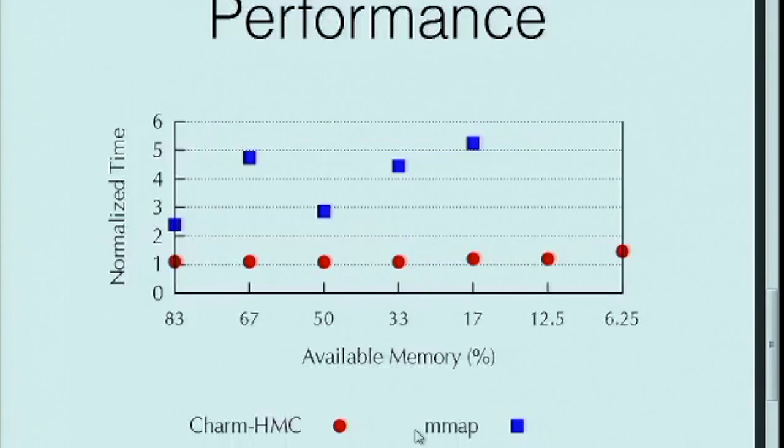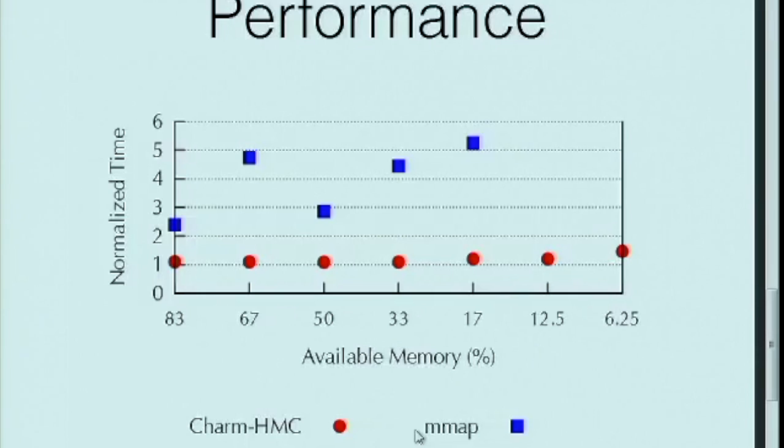We have some initial results. These experiments are conducted on Comet, a machine at San Diego Supercomputer Center, which already has SSD on each node. This experiment is using a matrix multiplication program, and on the x-axis we show the different ratios of available memory, which means we limited the memory available to the user compared to the total memory requirement. On the y-axis we show the normalized time compared to the execution time when all the memory is available.